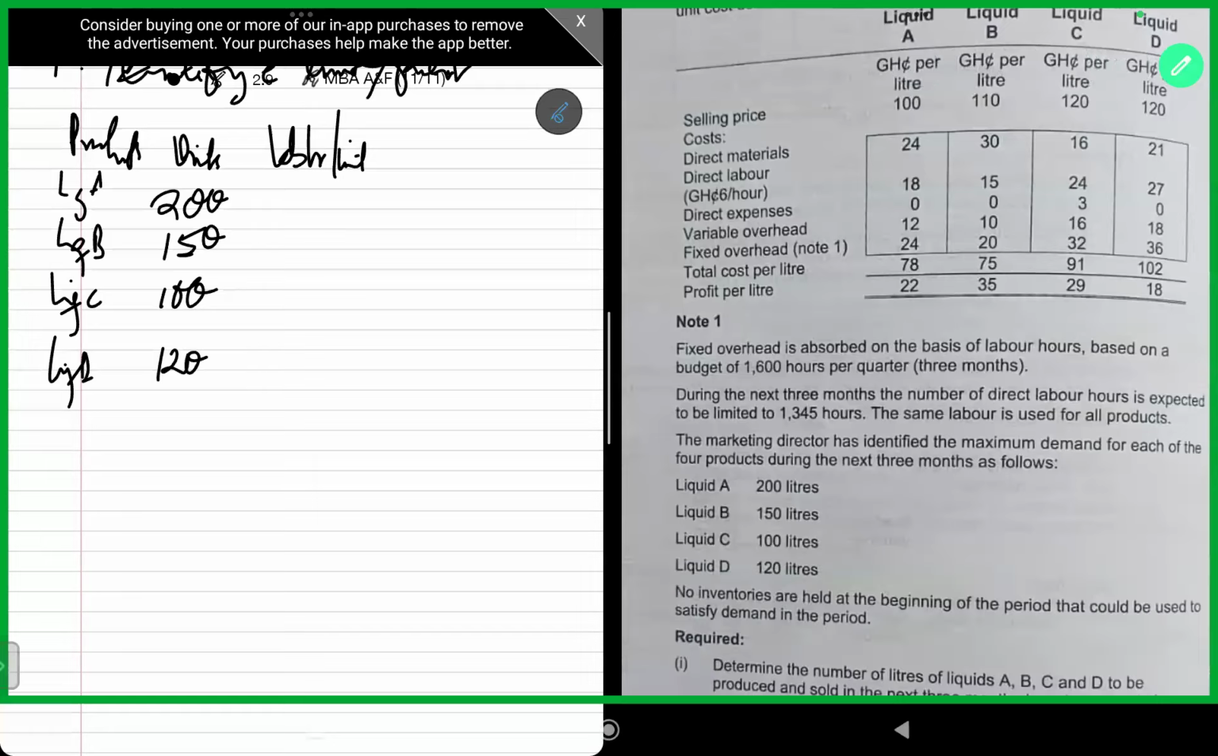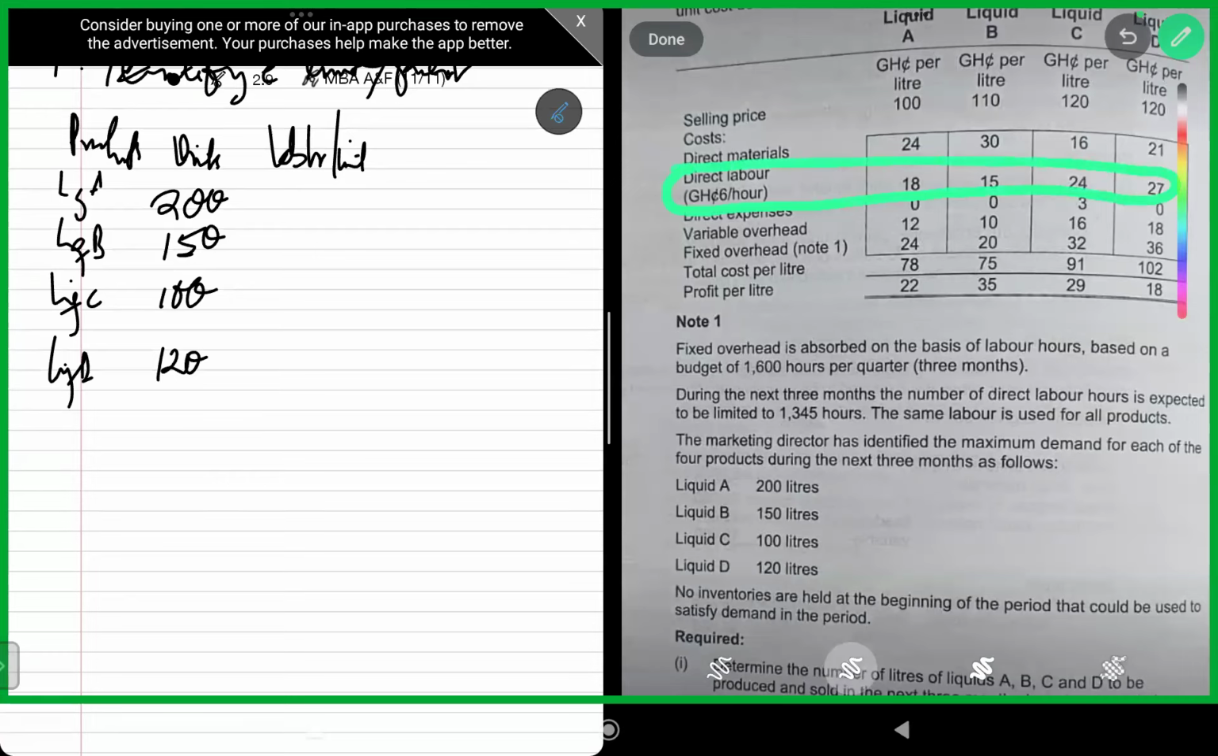So we could see here all these figures are in cedis. It needs 6 cedis per hour, but then we are having 18 cedis. So the question is, how can we reduce it? What number of hours are needed to produce 1 unit? That's what we need. So we don't need the 18 cedis. We don't need the 15, 24, 27 for products A, B, C, D respectively. We need a number of hours.